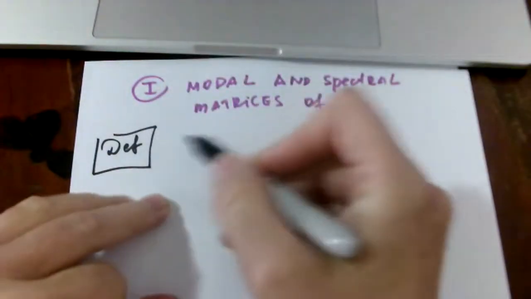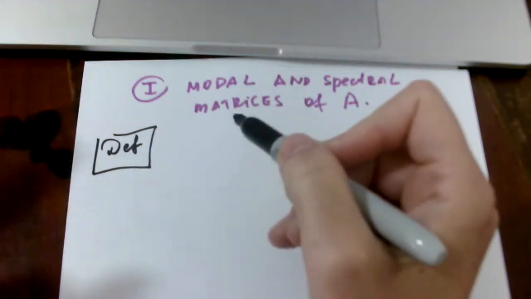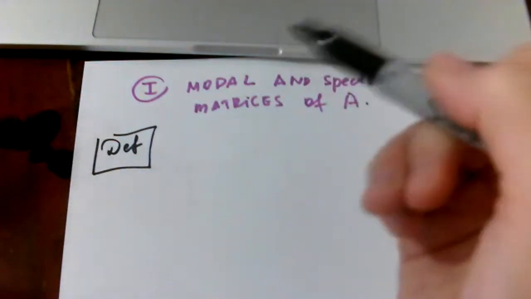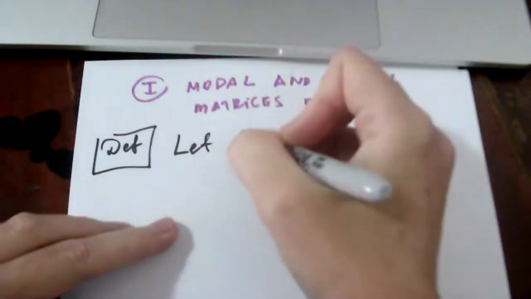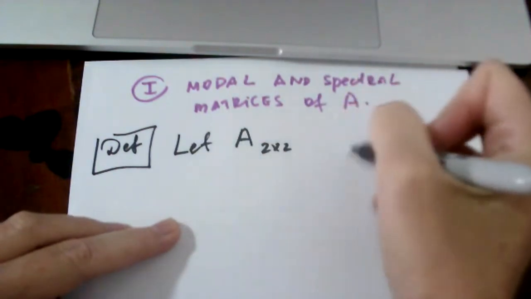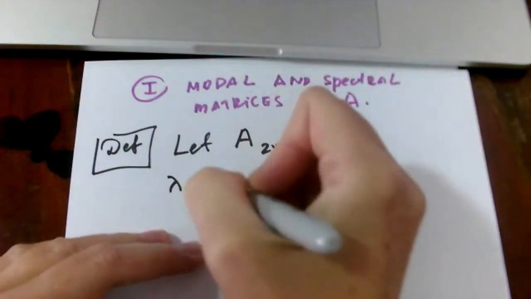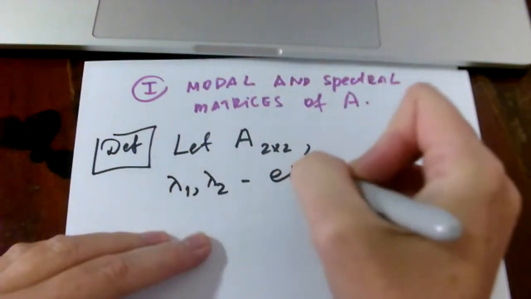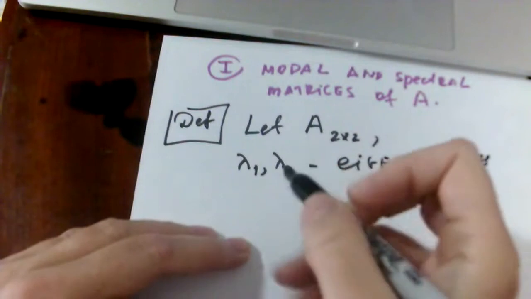To save time and ink in my pen, I'm going to give you a definition only for a 2 by 2 matrix, just for clarity, for brevity, and so on. But of course, it can be generalized to any square matrix. So let's imagine that we have matrix A. No, 2 by 2, but it can also be 3 by 3, 4 by 4, and so on. And let lambda 1, lambda 2 be eigenvalues of this matrix. Eigenvalues. You know how to calculate them. We did it for the whole last tutorial.